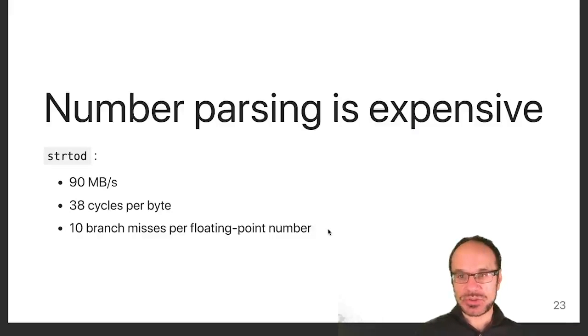And the cost is just tremendous. We're talking about 38 cycles per byte. We're talking about 10 branch misses per floating point number. So it's really, really tough. And these decimal numbers appear all the time, right? They're part of CSV files, they're part of JSON files, and so forth. And if you have lots of them, for example, if you're dealing with geographical data, this can be a real performance bottleneck.